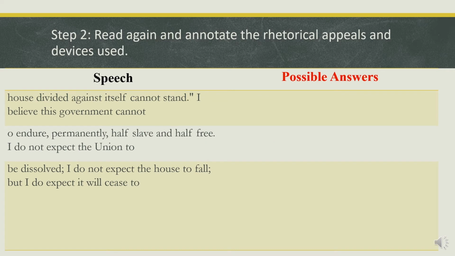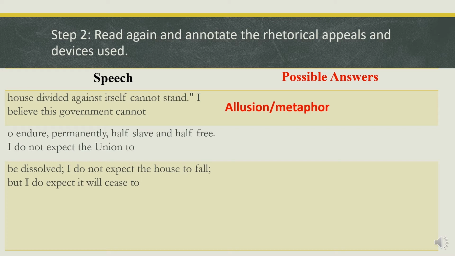A house divided against itself cannot stand. This is the most famous line from this speech. It's also an allusion to a biblical scripture spoken by Jesus. And so this allusion creates the metaphor that the United States is a house, or another way to see it is as a family. And a family who is not united is going to be divided, and it cannot even remain together. It will not be strong.